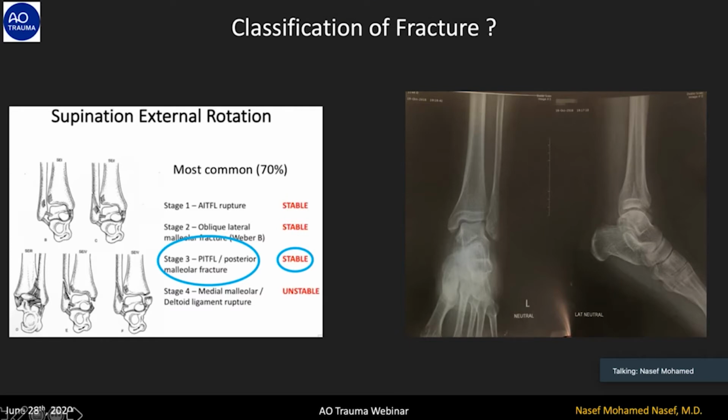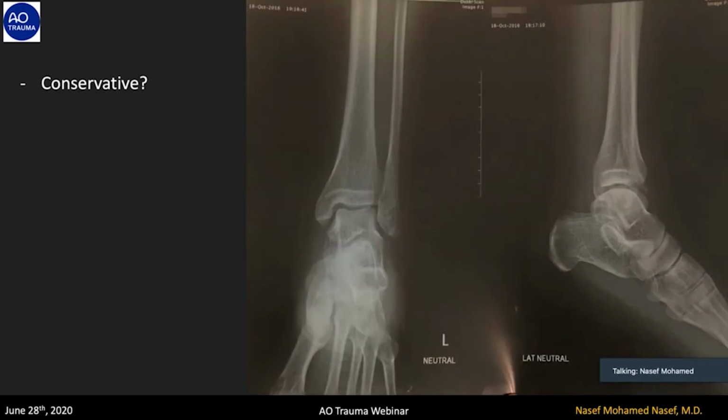But what we are concerned with is the unstable, the type 4, the stage 4, because this differentiates the oblique lateral Weber B's. If it has a medial malleolus, of course it's now a bimalleolar fracture. But if it has a deltoid injury, then it is also considered unstable. So comes the question, is it going to be treated conservatively with these x-rays?